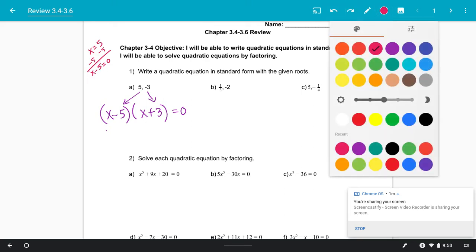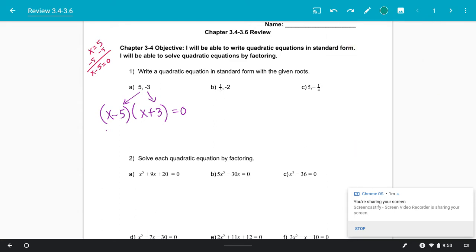So then what we would do is we would multiply those two roots, and we would get x squared minus 5 plus 3 is minus 2x. And then minus 5 times 3 is negative 15. And that equals 0. I guess we don't need the 0. It's just asking for the standard form. So x squared minus 2x minus 15. If you put the equal 0, it shouldn't be a problem.